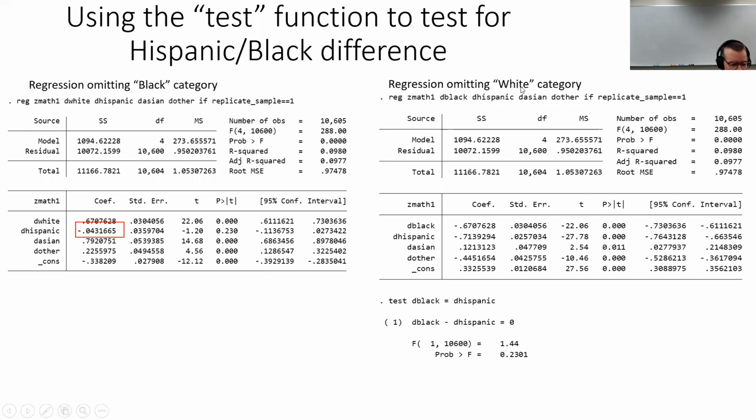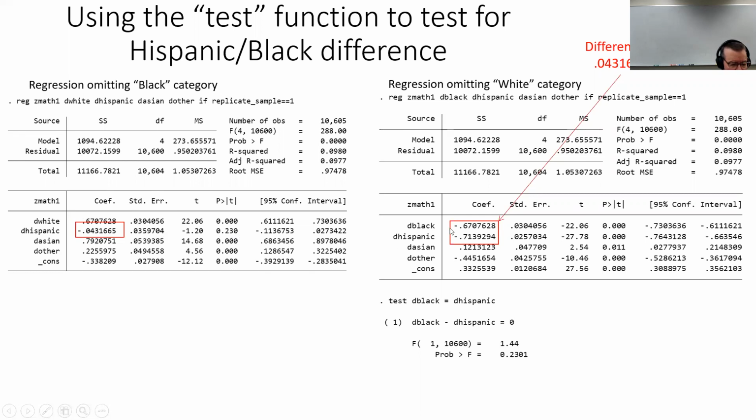Well, over here, we've omitted the white category, and we've got two coefficients, one for Black and one for Hispanic. So the difference between those two coefficients ought to be identical to the Hispanic coefficient over on the left-hand side, and it is, to as many decimal places as you want to take it out. Now, if you want to know whether Hispanics differ from whites, you can run a regression omitting Blacks and look at the coefficient for Hispanics. Get a significance test. The t is only 1.2, so it's not p less than 0.05 or p less than 0.01.